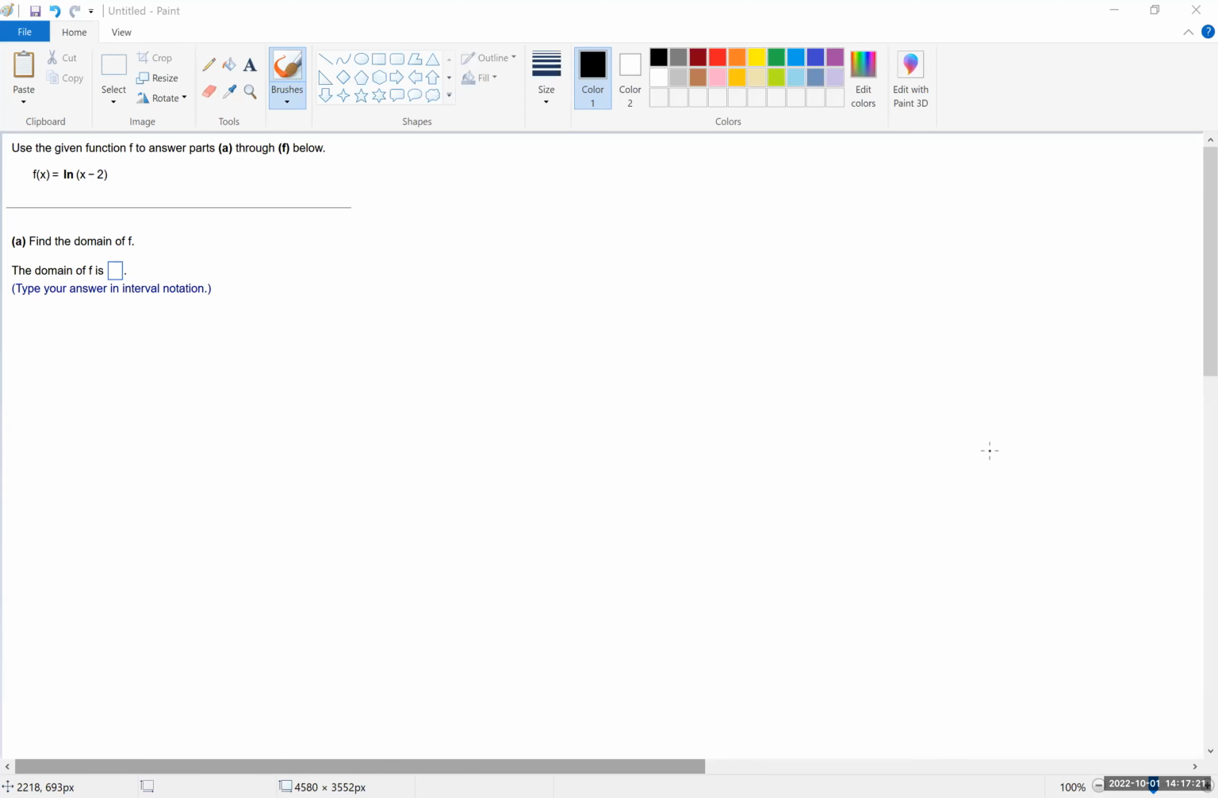All right, so we're going to use the given function to answer parts A through F. Here, f of x equals the natural logarithm of x minus 2. Okay, and just to make things a little bit bigger, I'm just going to write it out. Natural logarithm of x minus 2. And part A is asking to find the domain.